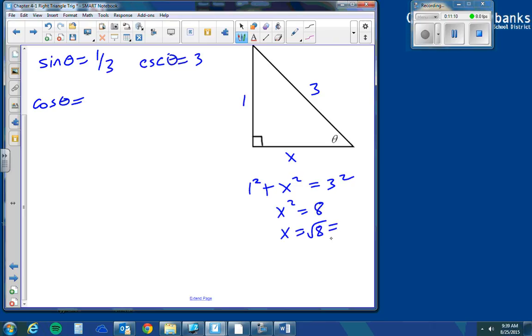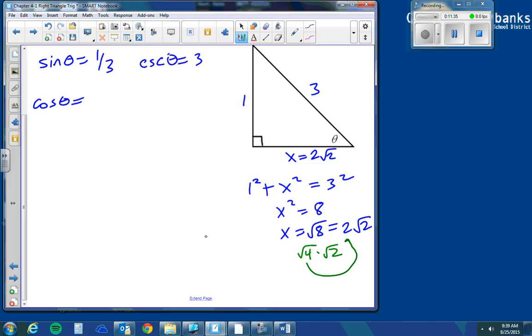Which simplifies to be what? And you really should just be able to do that in your head. It is 2 square root of 2. I'm going to show you a couple ways to get there, though, okay? First of all, this is literally the easiest simplifying radicals problem you can do. You can just realize square root of 8 can be written as square root of 4 times square root of 2, and square root of 4 is 2, so that's where the answer comes from.